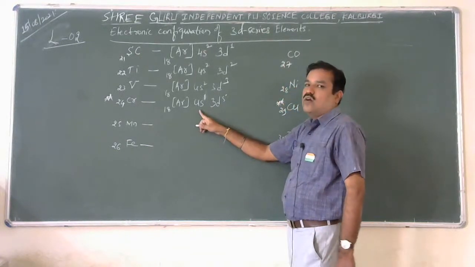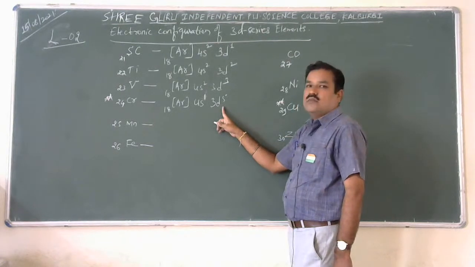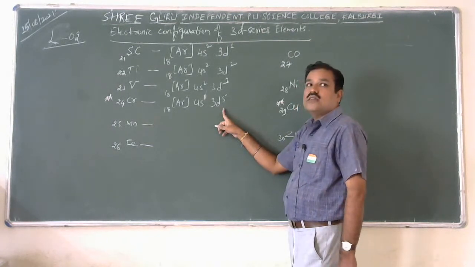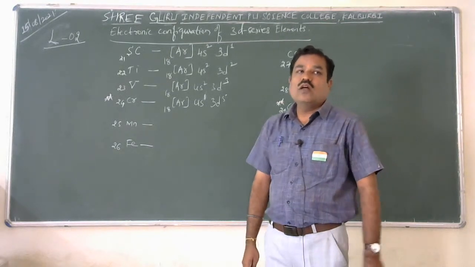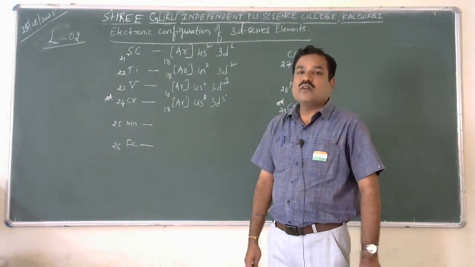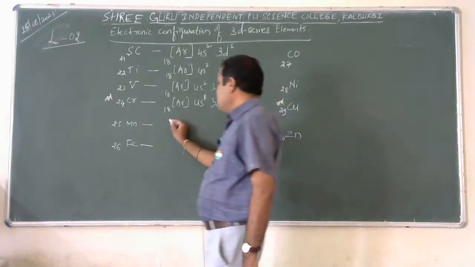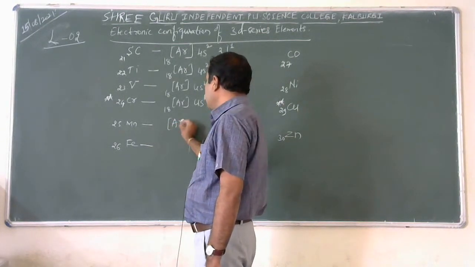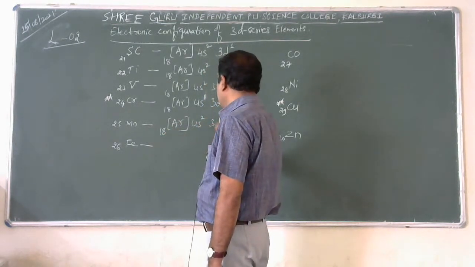Leaving the lower energy orbital, that is half, it jumps to a higher energy level. But still, these are stable. Why? According to Hund's rule. According to Hund's rule, half-filled orbitals and completely filled orbitals, they gain extra stability. Okay? Right. Then manganese. Once again, here, when you come to manganese, Ar18, 4s2, 3d5.